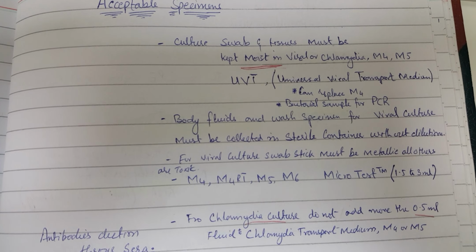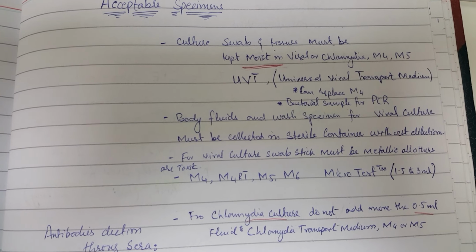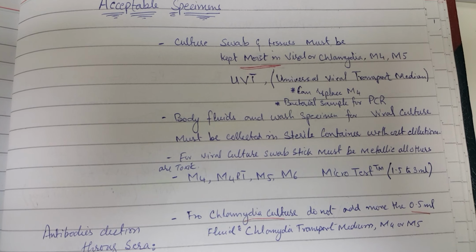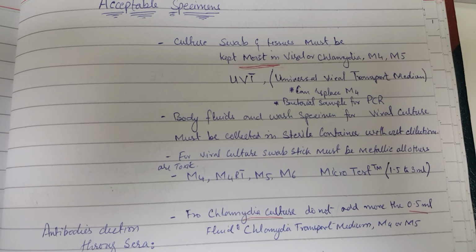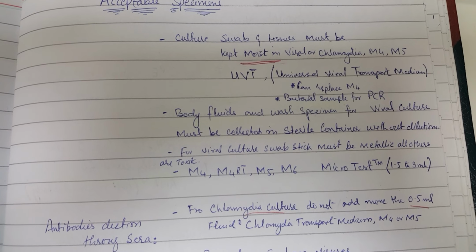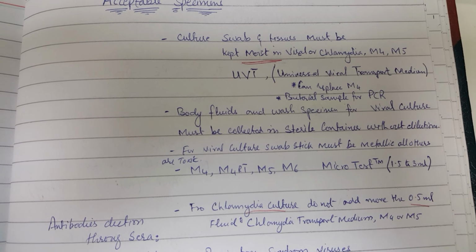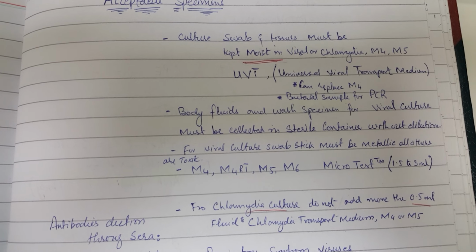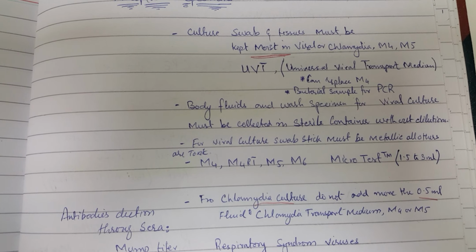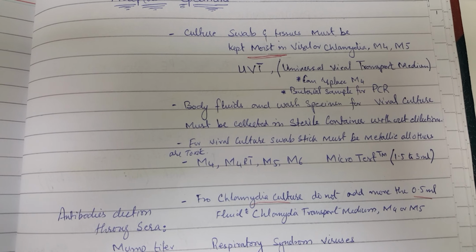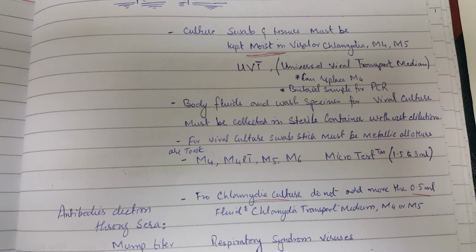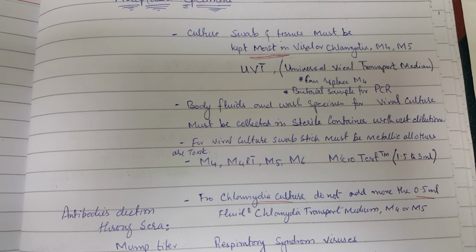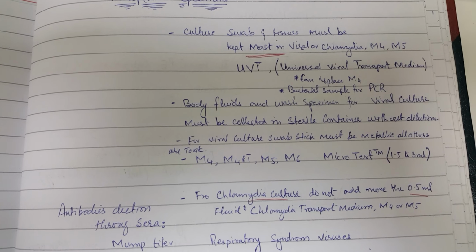Specimens are acceptable for virology if they are transported in a moist viral or chlamydial transport media, which is M4 and M5. Universal viral transport media can be replaced by M4. Body fluid and washed specimens for viral culture must be collected in a sterile container without dilution. For viral culture, the swab stick must be metallic. All others are toxic. M4, M4RT, M5, and M6 Microtest media must be 0.5 to 3 ml dilution to keep the sample moist.